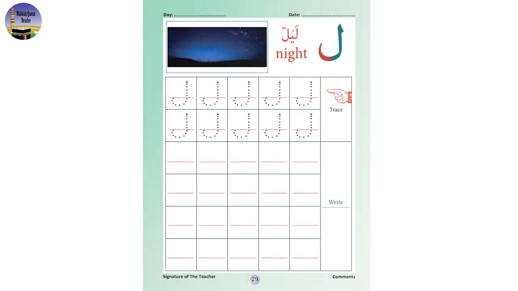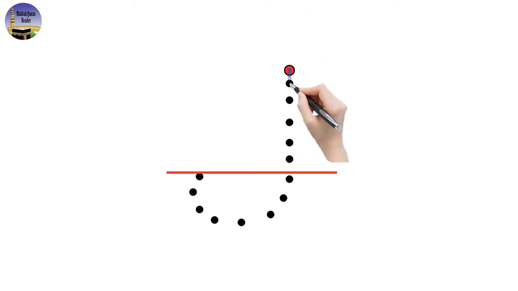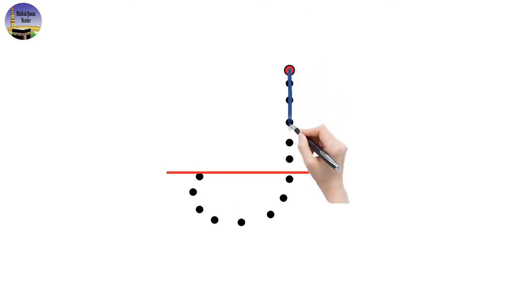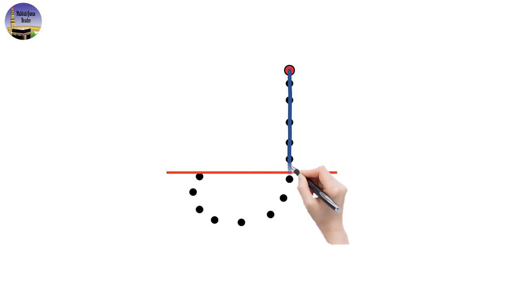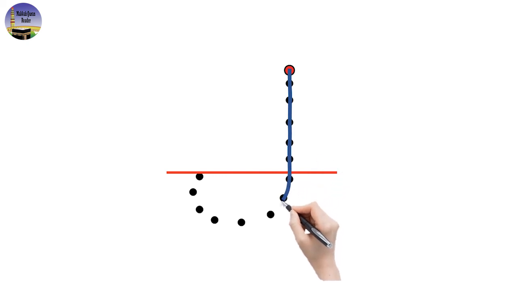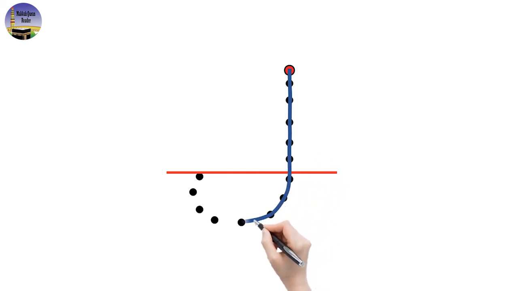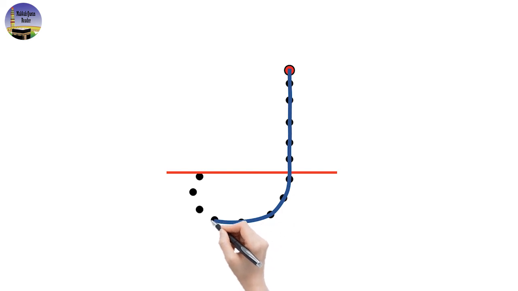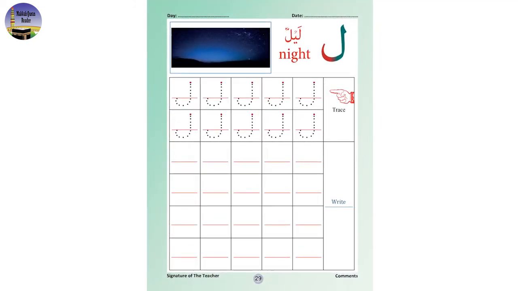Next one. Start from the red dot. Go down. Make a half circle under the red line. Lam. Lam for Laylun. Laylun means night.